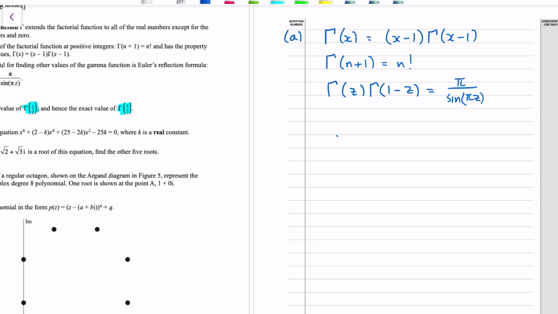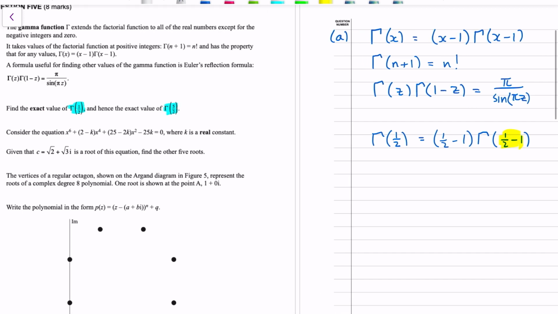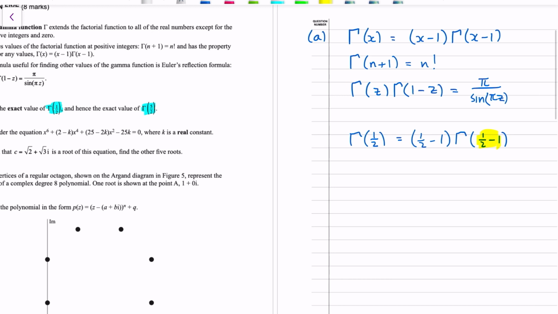Now, the gamma value of 1/2, we could try, should we try the first formula? Does the first formula work for us? 1/2 minus 1 times the gamma value of 1/2 minus 1. No, that doesn't seem to be taking us the right way because it's going to take us into gamma values of negative numbers. And we're going away from something that we actually want. We want the gamma value of 5/2.